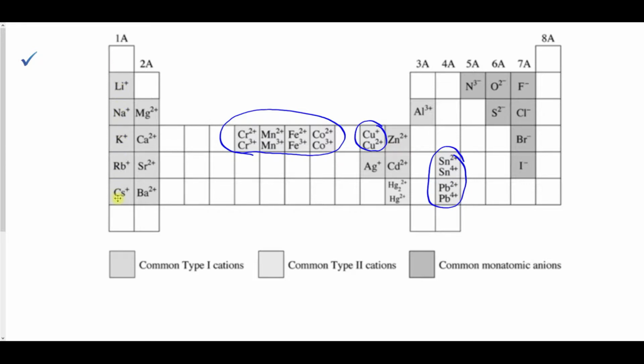Group 1 has a +1 charge. Group 2 has a +2. Over here we have a pattern. 17 has -1, 16 -2, 15 -3. So it can be helpful to remember zinc and cadmium as +2 because they're right before 13 or +3.